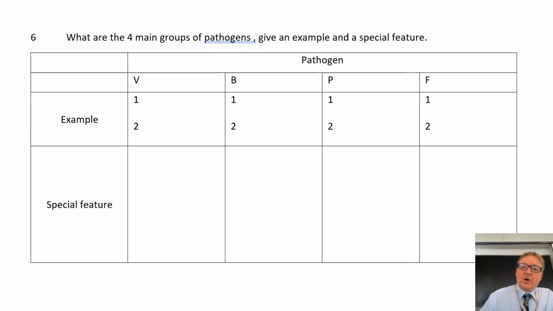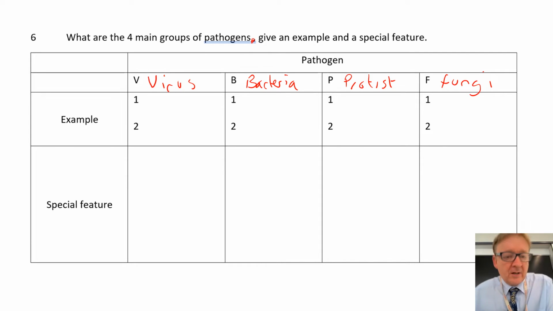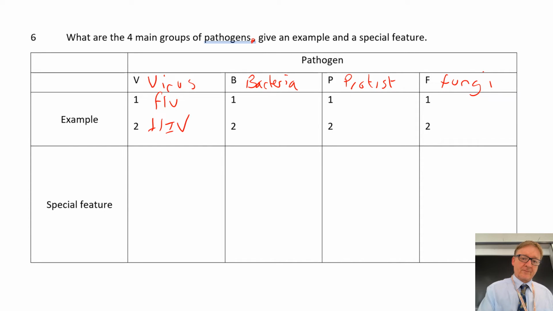Question number 6. What are the 4 main groups of pathogens? Oh, look at that, I did a space there, which didn't make that look very good. Now, these first letters annoy me, so I'm just going to write down virus. I'm going to write down bacteria. I'm going to write down protist. And I'm going to write down fungi. Right. Now, examples. So we've got virus, bacteria, protist, and we've got fungi. Good examples of a virus are flu and HIV. Didn't do H very well there. So flu, and HIV.